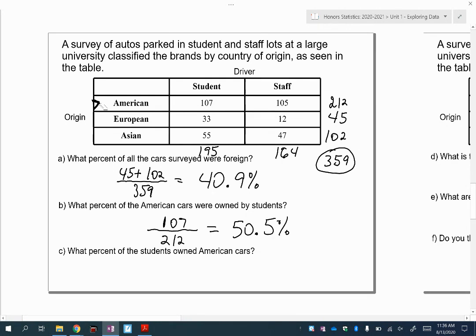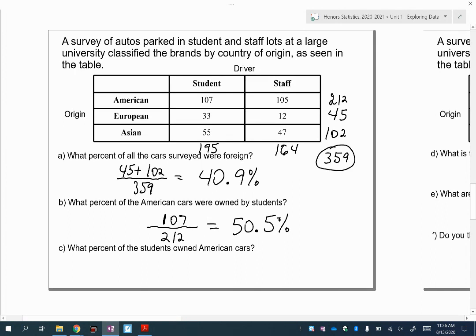All right, and then letter C says what percent of the students? So of the students, 195 students, how many of those own American cars? So 107. You'll notice the numerator for part B and part C is the same, but the denominator is different based on the wording of the problem. So that one's going to be 54.9%.